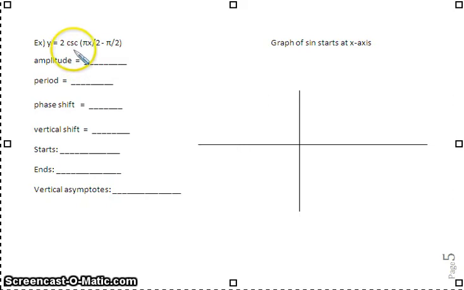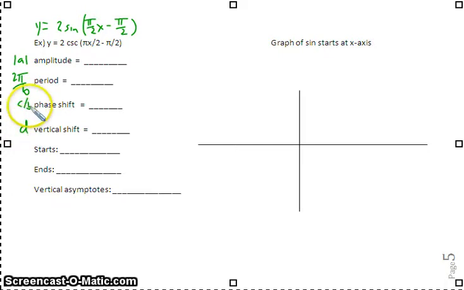So now let's deal with a cosecant one. I'm going to rewrite this as 2 sine of pi over 2 times x minus pi over 2. Because that's really what I'm going to graph, the sine graph. So my a, my 2 pi over b, my c over b, and then my d. So looking at this one, my a value is 2, my b value is pi over 2, my c value is also pi over 2, and I don't have a d.